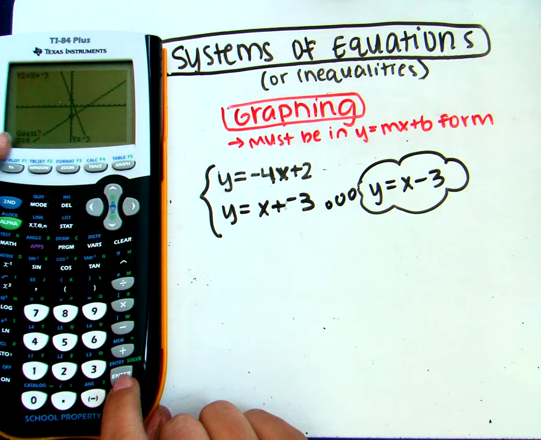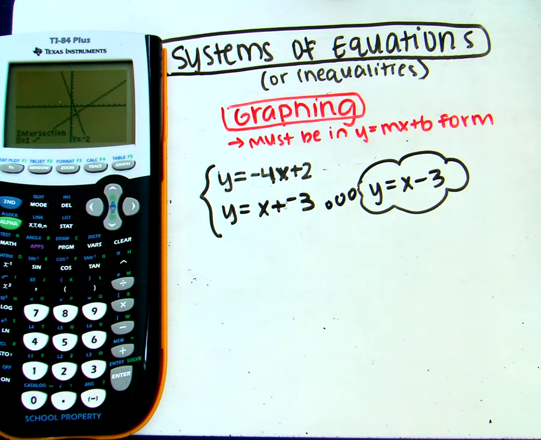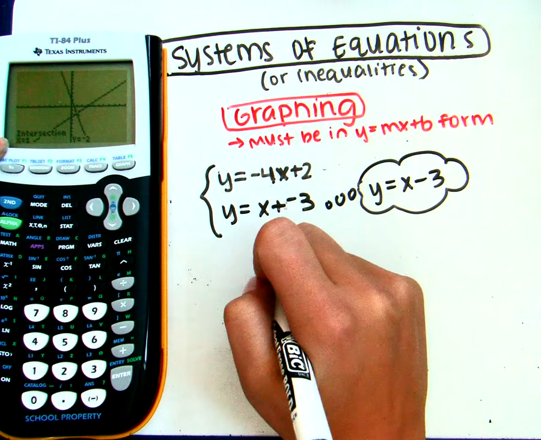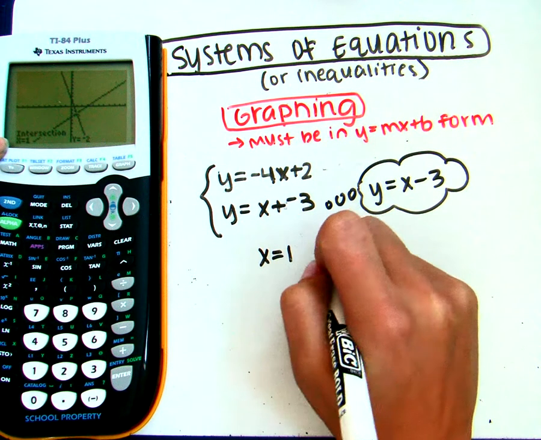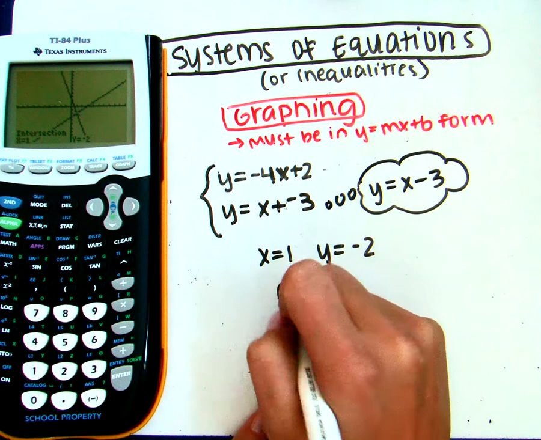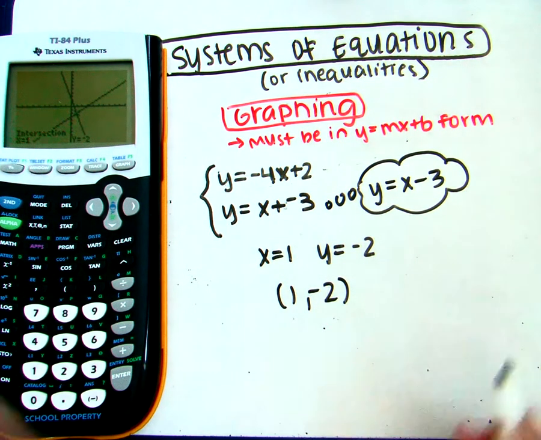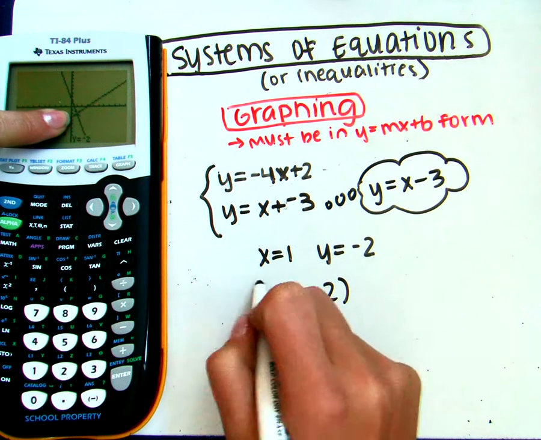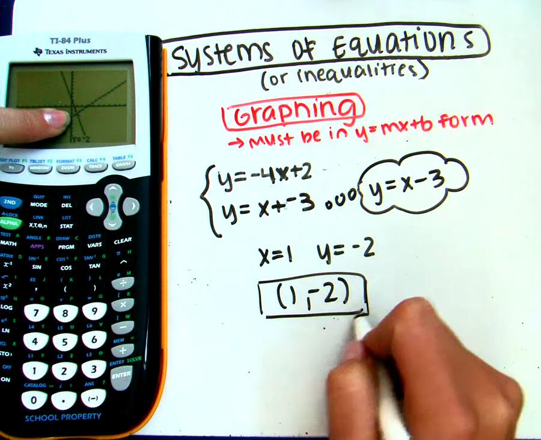Would you like the calculator to guess? Yes. And if you look closely, it gives you x equals 1 and y equals negative 2. So at 1, negative 2, that is where your graphs are crossing. So the answer to your system is 1, negative 2.